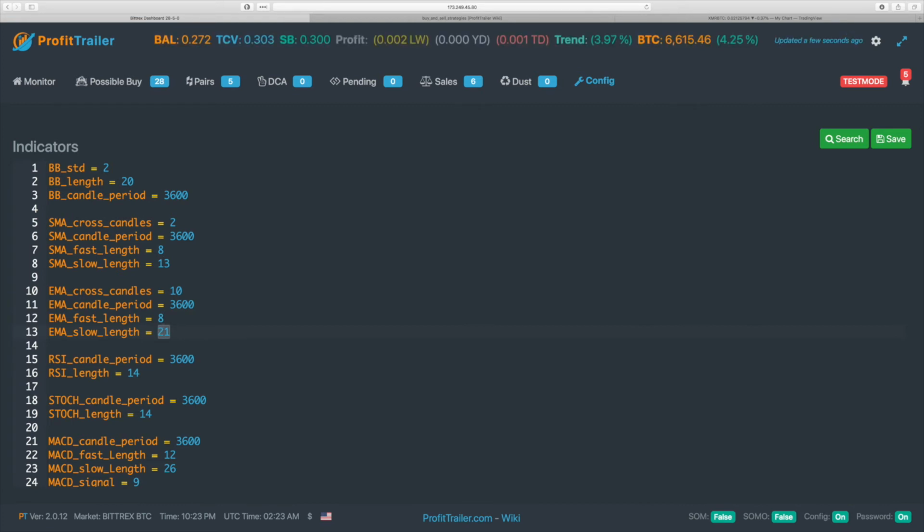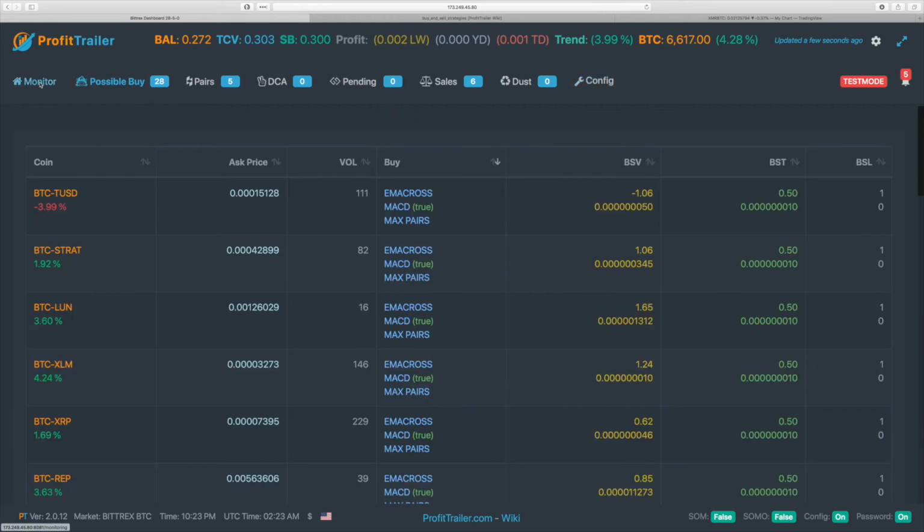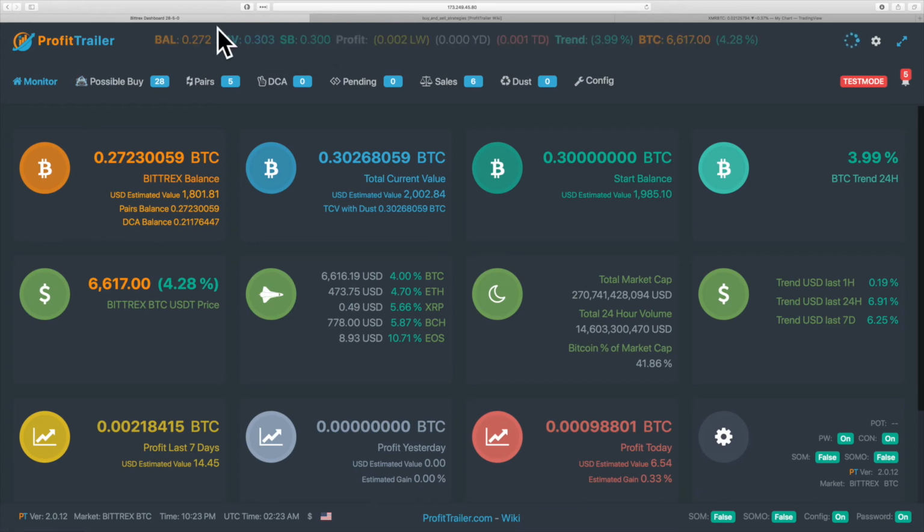So it's going to be a fairly fast moving curve, mainly because I'm using a very small value for the fast length and a moderate value for the slow length. So now we understand how to set this up in our ProfitTrailer bot. Let's go ahead and take a look at what it looks like.